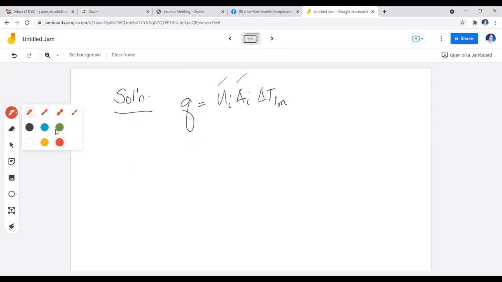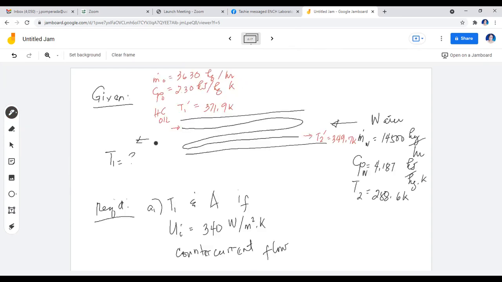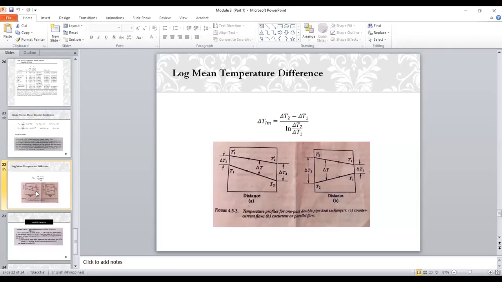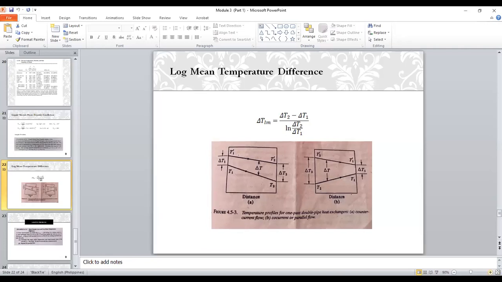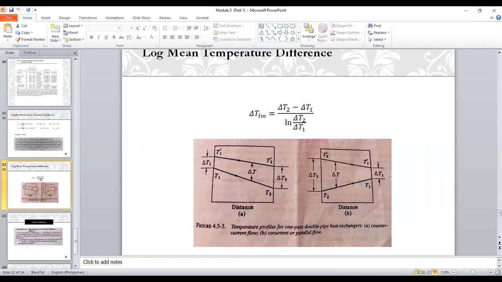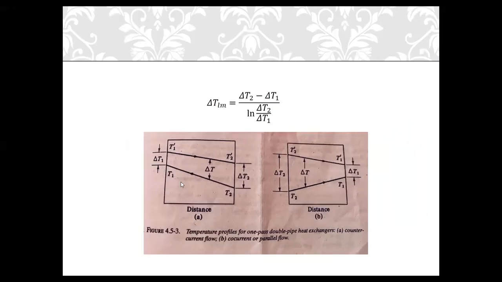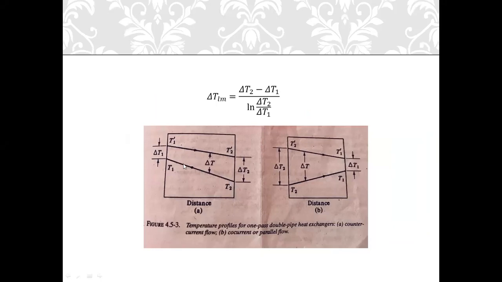But before I even find the Q, class, let me just go back to the slide because I forgot to tell you why the representations of the temperatures are like this. You have T sub 1, T sub 2, and you have T sub 1 prime and T sub 2 prime. Let me just for a few seconds go back to the slide and show to you the profile for counter current flow. Okay, this is the profile for counter current flow.